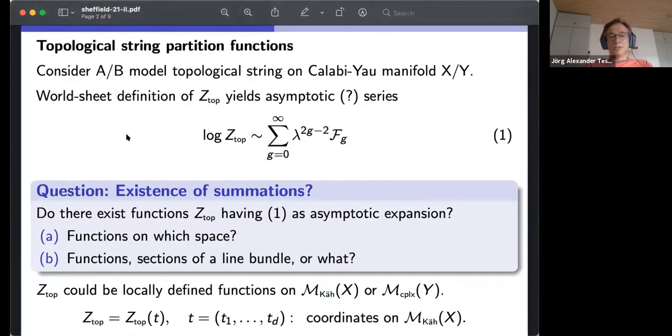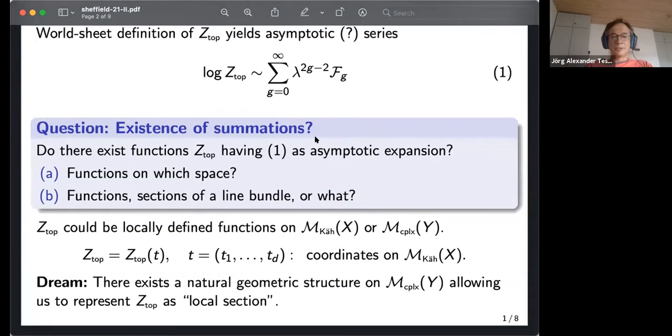What we can consider, and that is of course a very old subject, is a B-model topological string on Calabi-Yau manifolds. The usual worldsheet definition gives, and that is long known in general, just asymptotic series in powers of lambda, which is the topological string coupling, and the FGs in particular have a nice mathematical definition as Gromov-Witten invariants, and sometimes we can compute some generating functions. There's a lot of nice work.